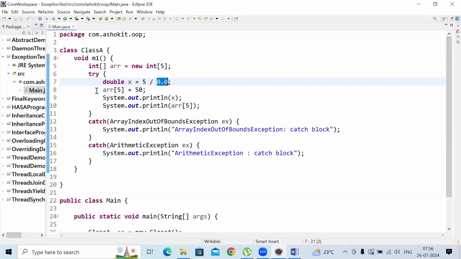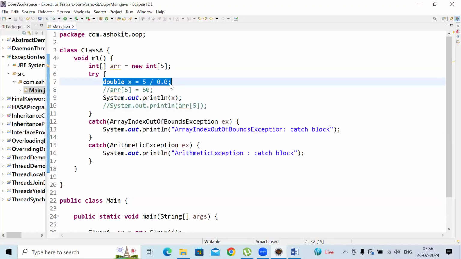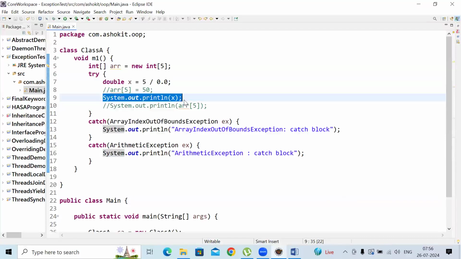Suppose I add comments on these two lines. Remove the two lines, meaning comment them out. Tell me how many lines are there in my try block? Two lines of code. What's the first line? Double x is equal to 5 divided by 0.0. And the next line? System.out.println of x. I want to run this program.